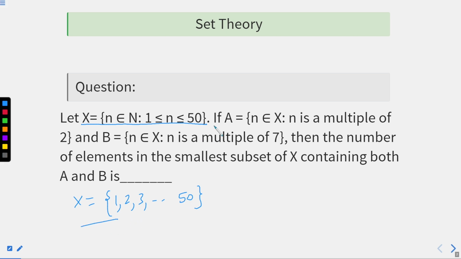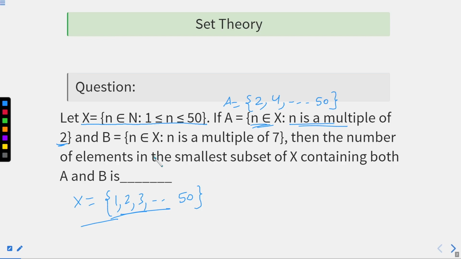Now we are given another set A, let's try to write its roster form. The elements are from the set X, and the elements must be multiples of 2. So the first element is 2, the second is 4, till up to 50.